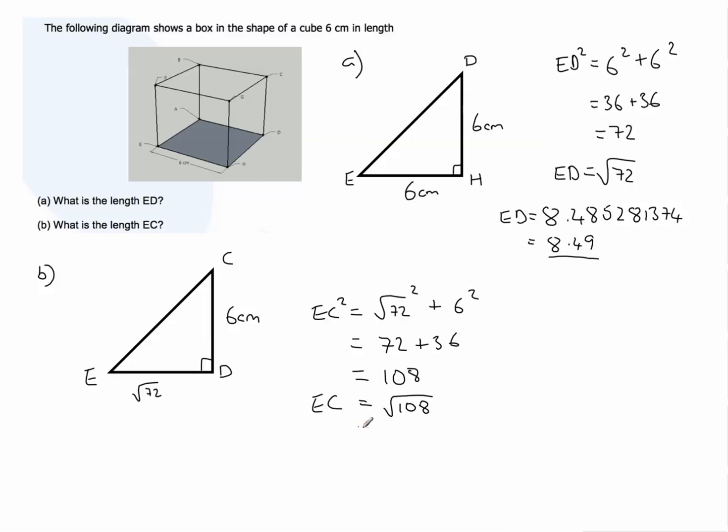Going to write down the calculator display, and it says 10.3923048..., which rounds to 10.4 to 3 significant figures. In both cases, I should make sure I include the units with my answers, and there we have the answers to this question.